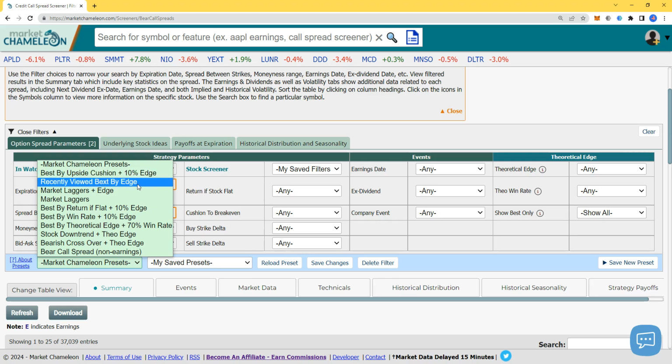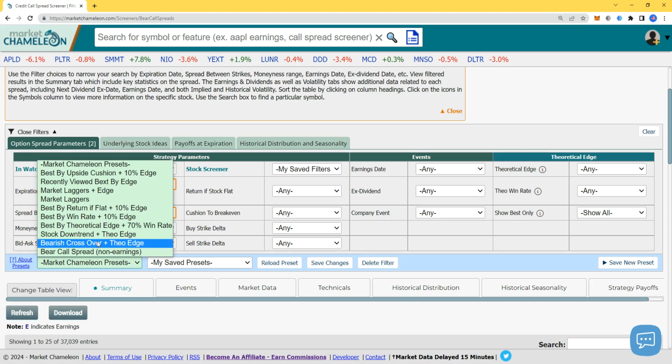Recently viewed, I don't know, because those are just stocks that I view, it's subjective to whatever you view. Market laggers, this is interesting. Market laggers plus edge is probably better, just to see what we see. Best by return if the stock is flat and 10% edge. Best by win rate and 10% edge. This is good also. Best by theoretical edge and 70% win rate at least. Stock in a downtrend and theoretical edge.